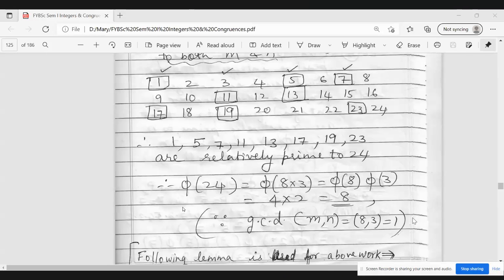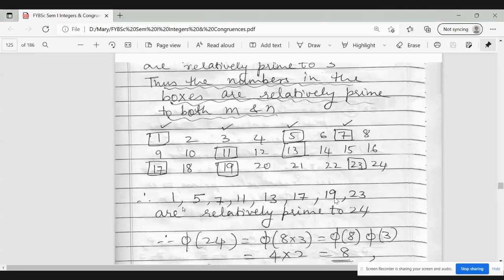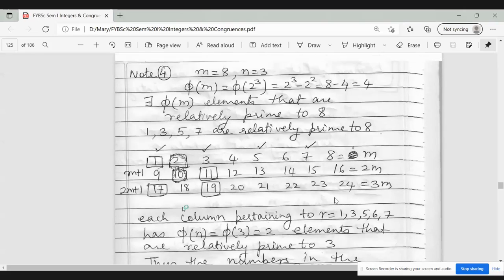Okay. So phi of 24 is phi of 8 into phi of 3. Okay, this we say. So like I said, we'll do the theorem. Okay, proof of the theorem.